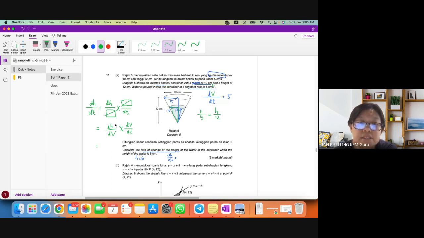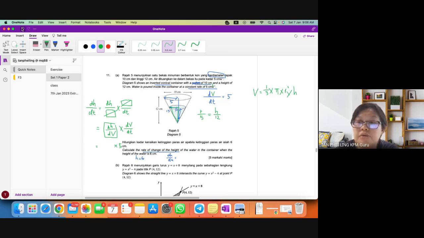So how do I get this quantity now? I know that this one should be my 5, that's given. So this one is the one, which means I should relate my v and my h. How do I relate my v and my h? I can use the volume formula. Volume of cone is 1 over 3 pi r square h. Am I right? By r square h.